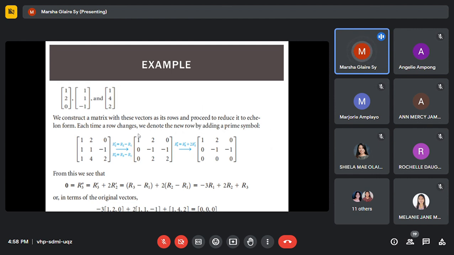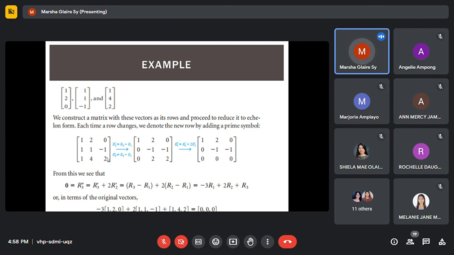Okay, and we have another example: (1,2,0), (1,1,-1), and (1,4,2). If you construct a matrix with these vectors as its rows, I proceed to reduce it to echelon form. Each time a row changes, we denote the new row by adding a prime symbol. So we have here the solution: 1, 2, 0, 1, 1, -1, 1, 4, 2.